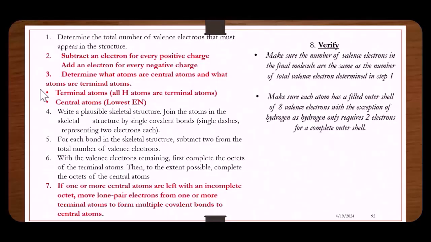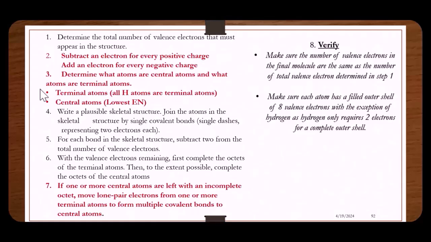So in the beginning, we started with a very rough outline of how to draw a Lewis structure, and from there we went on to different components that can be added when drawing a Lewis structure. Now we can collect everything we know about drawing a Lewis structure and develop a strategy from start to finish with everything we've gone over. Number 1, determine the total number of valence electrons that must appear in the structure. Number 2, subtract electrons with every positive charge and add electrons with every negative charge.